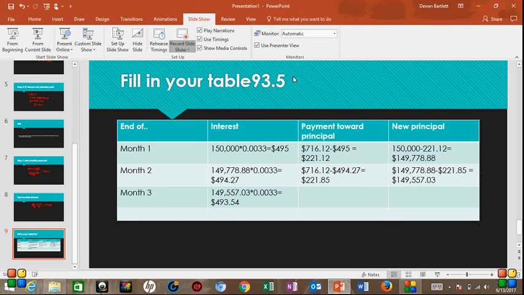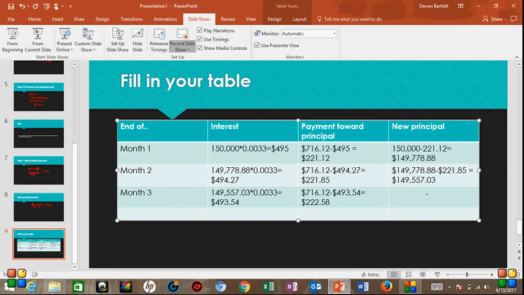Let me get rid of this up here. So our payment towards our principal would be $716.12 subtracted by our $493.54, which is then equal to $222.58. So each time you are paying a little bit more of the principal, but not a whole lot.